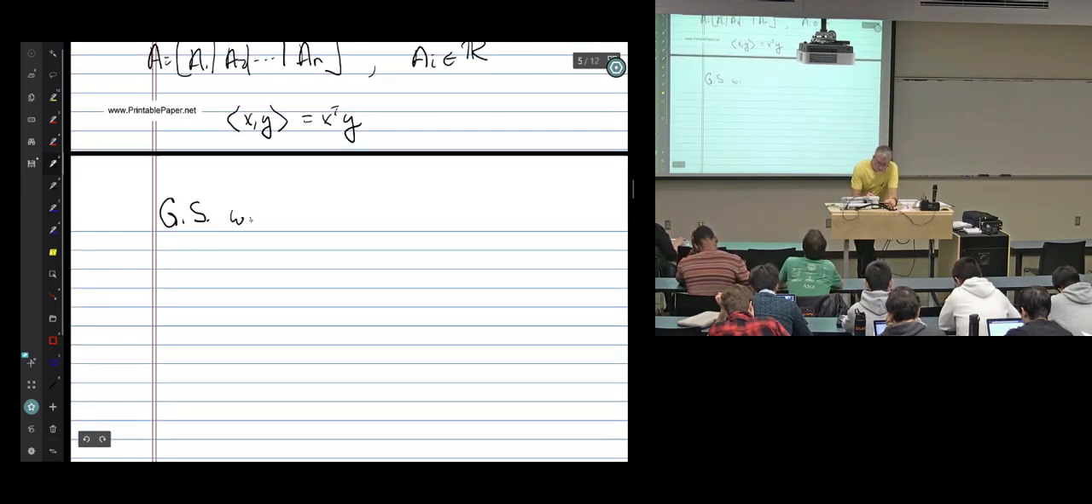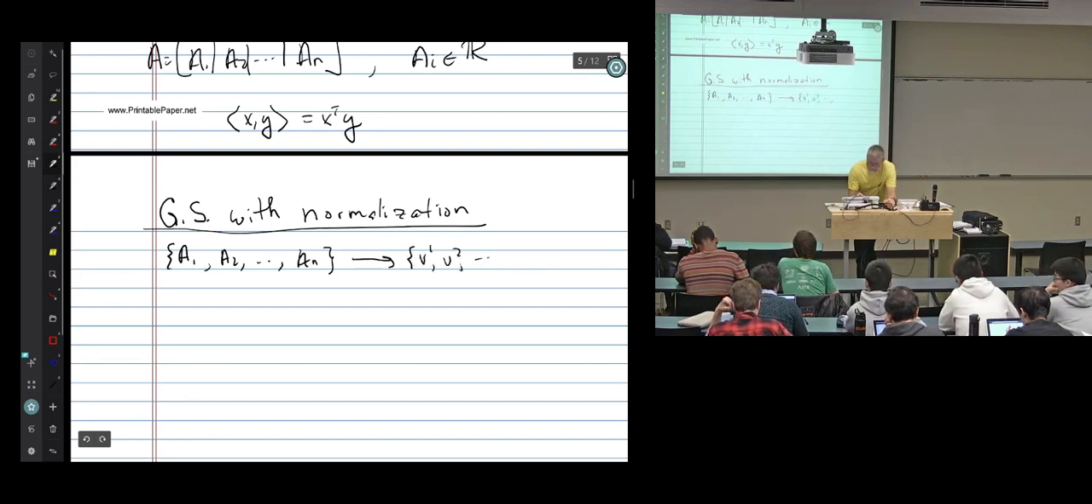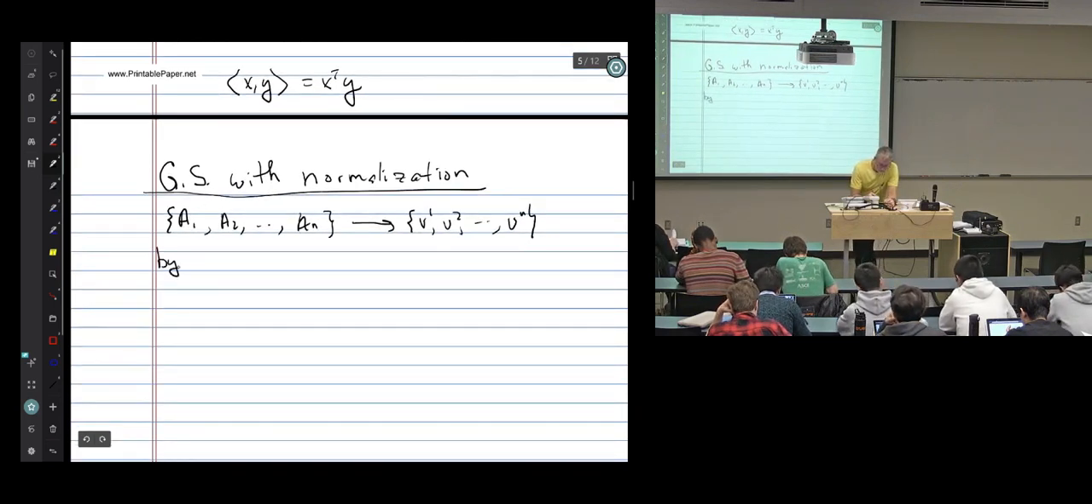So, Gram-Schmidt with normalization, and we don't need normalization in calculations anyway tonight, okay? So it's going to take these vectors, a1, a2, that we always called y1, y2, etc., and produce v1, v2, ..., vn. So v1 is the vector a1 over the norm of a1.